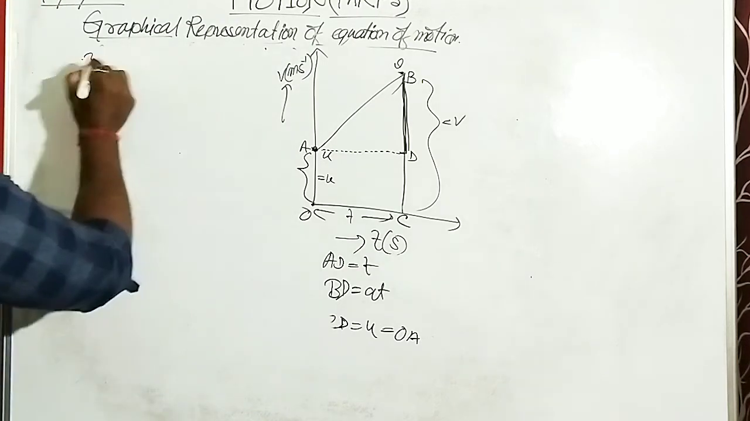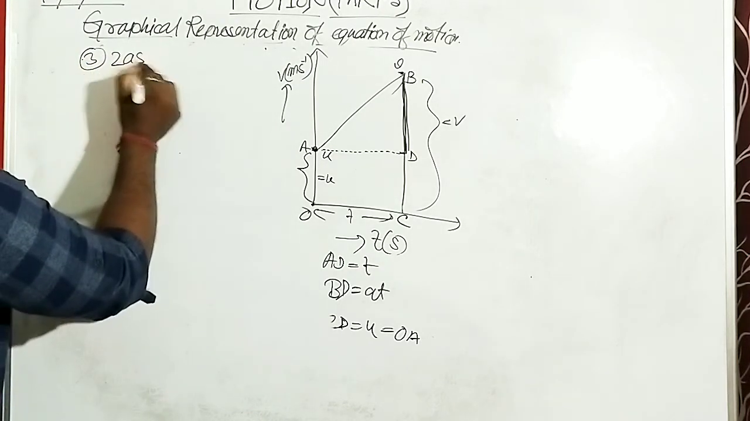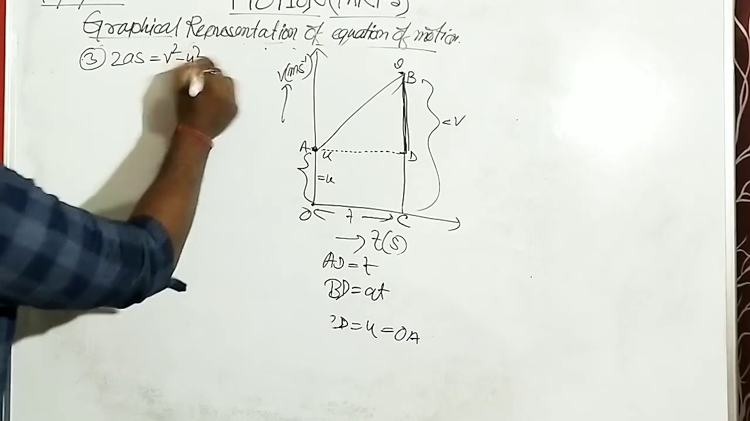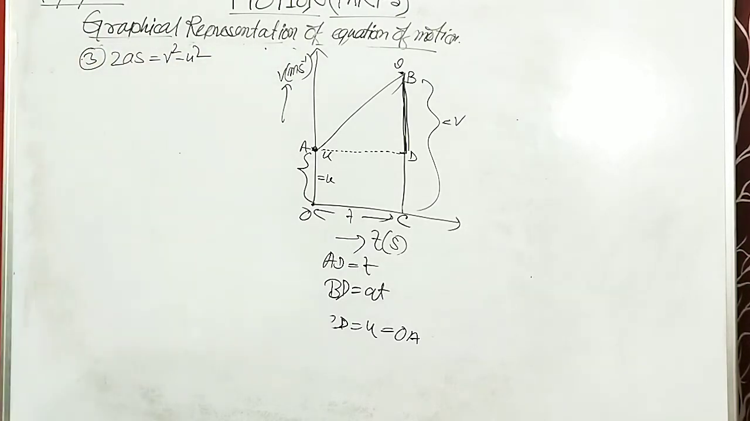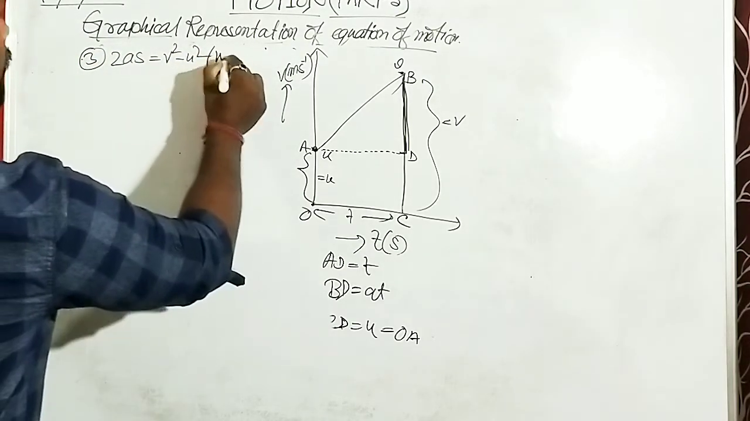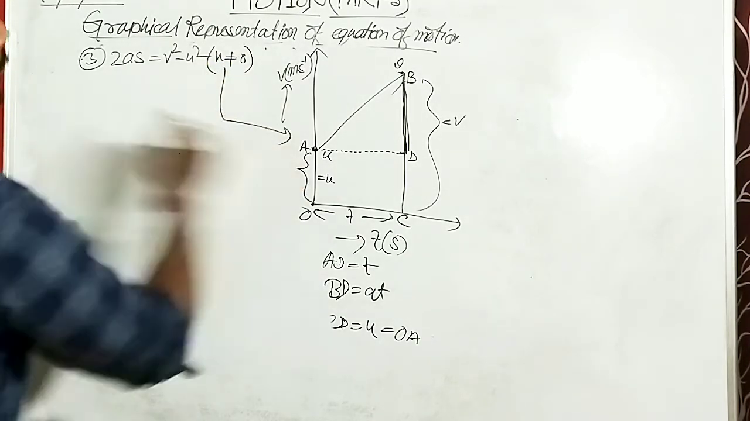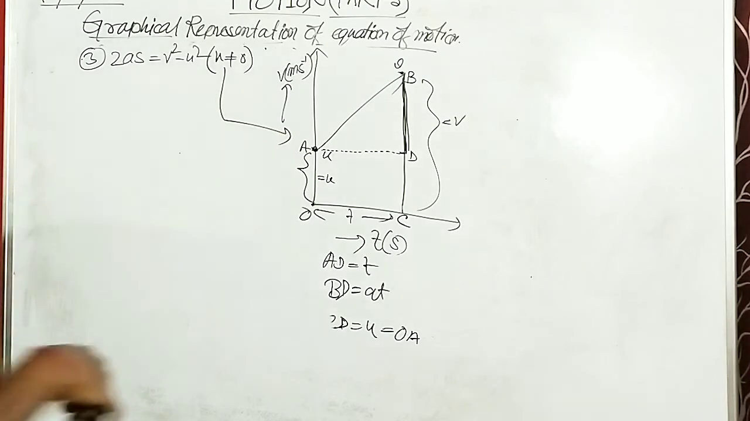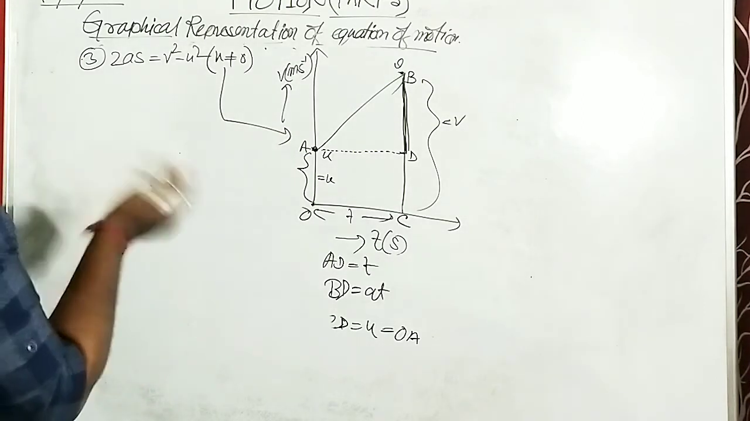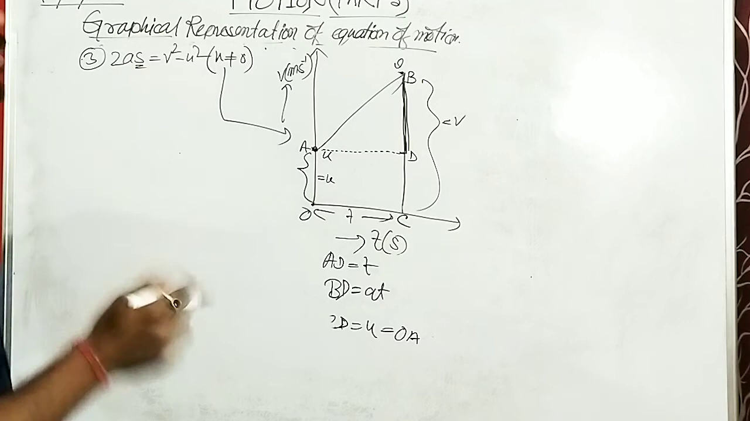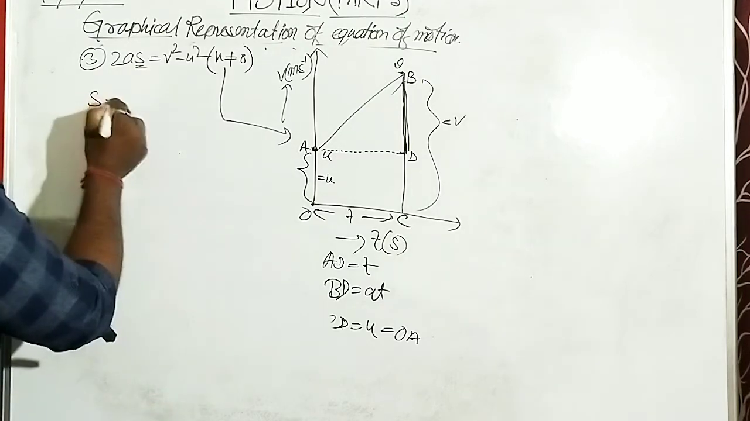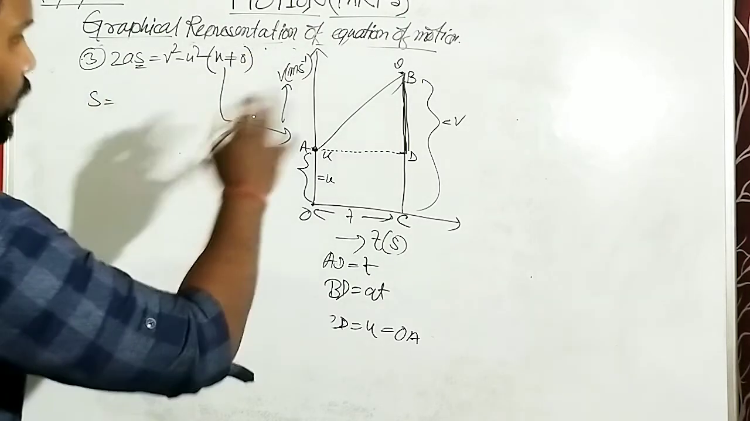Okay, our third relation is nothing but twice AS equal to V square minus U square. It's quite simple. Where U is not equal to 0, from graph, right? U is not equal to 0. Now, again simple, here it is S. So we'll start from S. S means nothing but the distance or displacement, we can say. So what will be the distance?